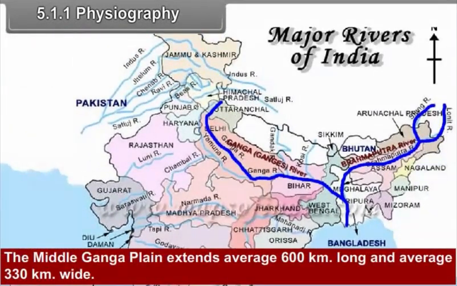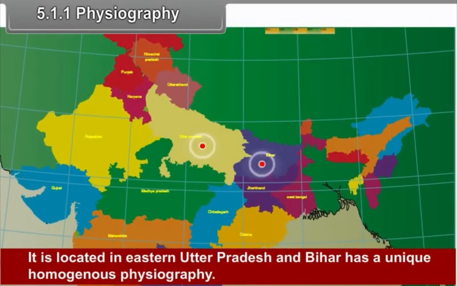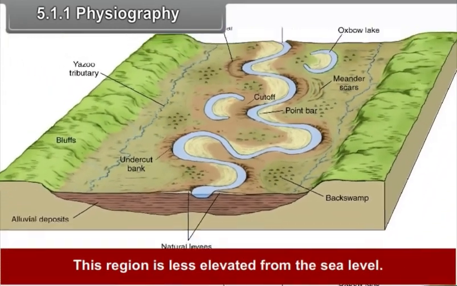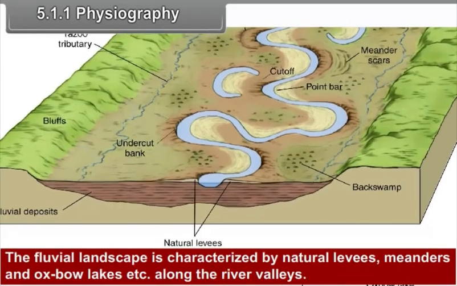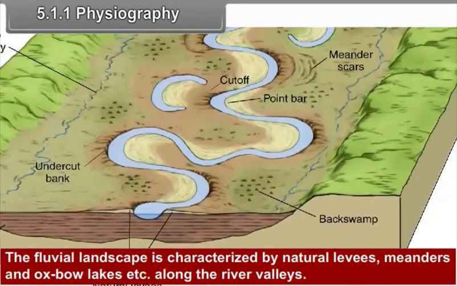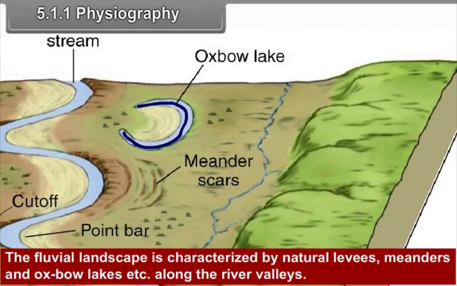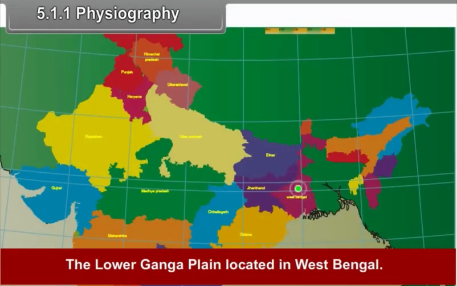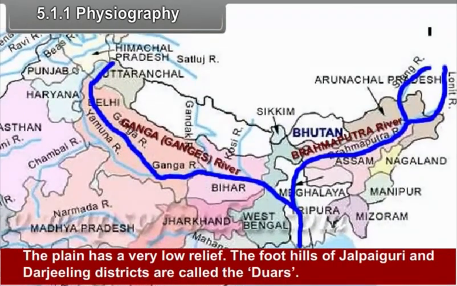The Middle Ganga Plain extends an average of 600 kilometers long and 330 kilometers wide. It is located in eastern Uttar Pradesh and Bihar, and has a unique homogeneous physiography. This region is less elevated from sea level. The fluvial landscape is characterized by natural levees, meanders and oxbow lakes along the river valleys. The Lower Ganga Plain is located in West Bengal. The plain has a very low relief.